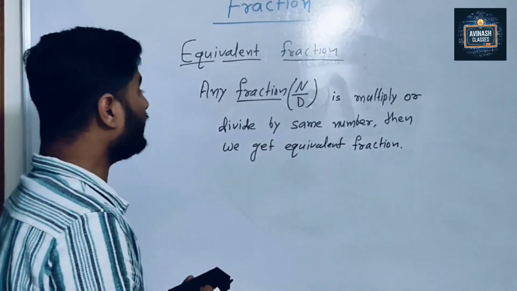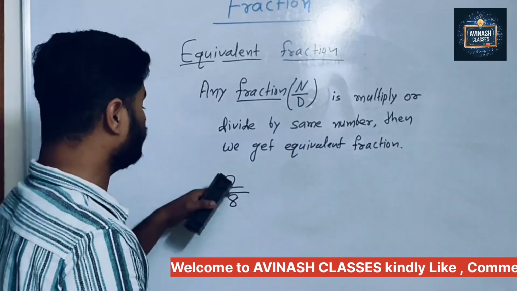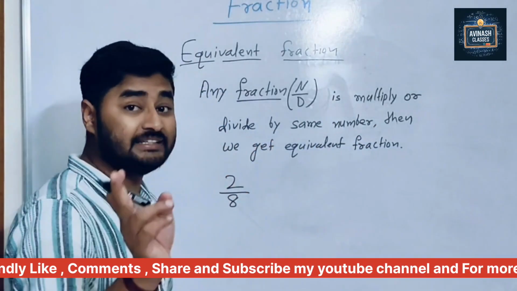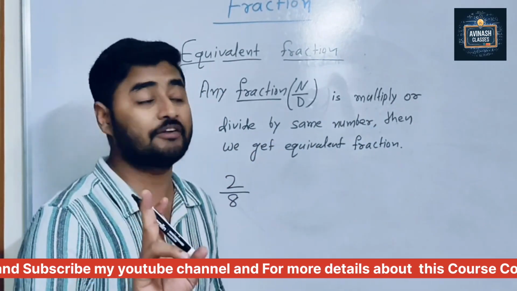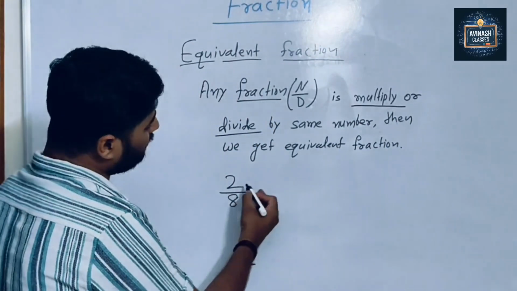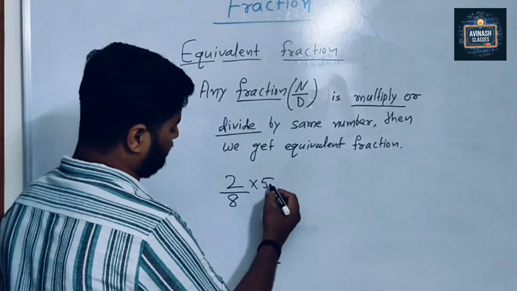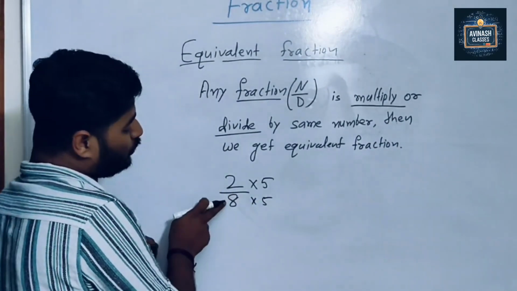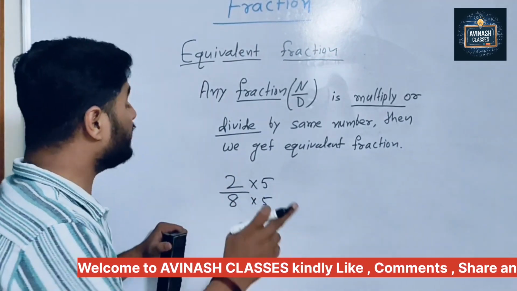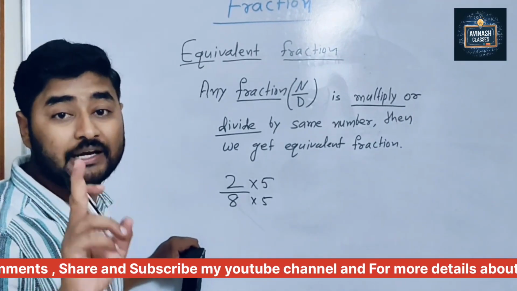So I'm writing any fraction, 2 by 8. It is either multiplied or divided. Not addition, not subtraction. Please, no need to be confused here. Either multiply or divide. If you multiply by any number, you can take 1, 2, 3, 4, any number. So I'm taking 5 here. Both numbers, 2 and 8, should be multiplied. If you multiply only the numerator or only the denominator, that will not work. So we have to multiply both numerator and denominator.